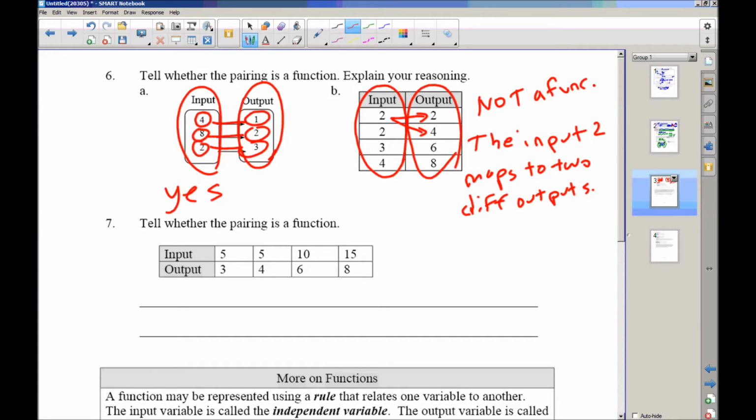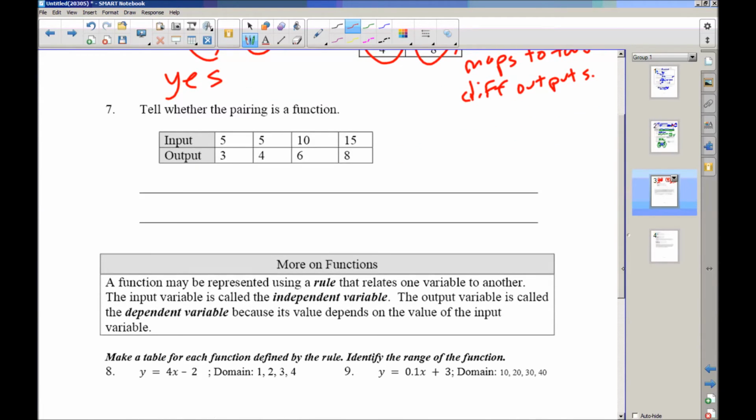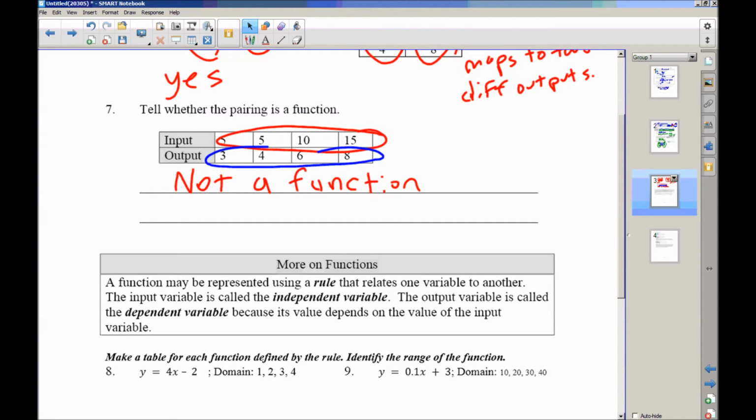And I think this is usually the trickiest thing for this lesson, telling whether something is a function or not. All right, so down here for number 7, we have to tell whether the pairing is a function. And once again, this is not a function because one of these inputs points to 2 different outputs. So we do have a domain, a list of inputs. We do have a range, a list of outputs. But our problem is here, 5 points to 3, and it also points to 4. Okay, and that's not allowed.